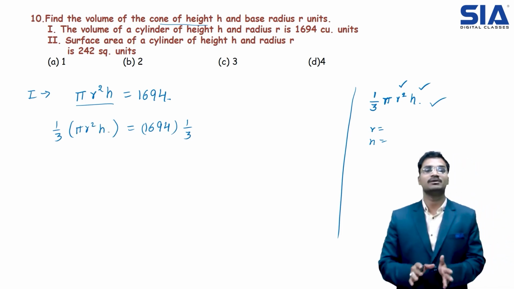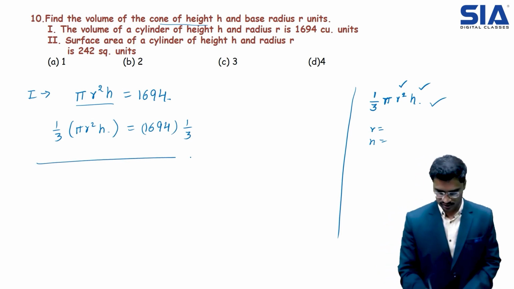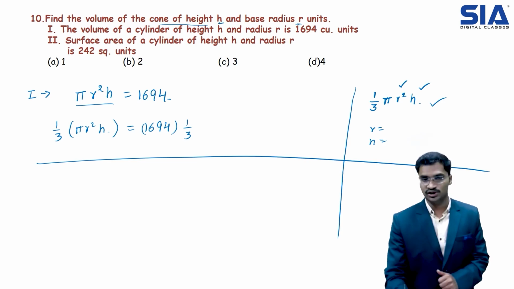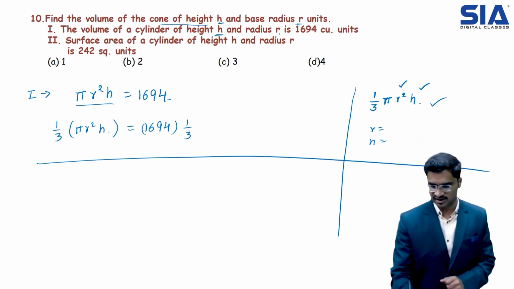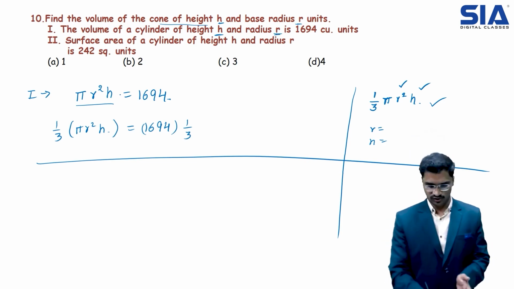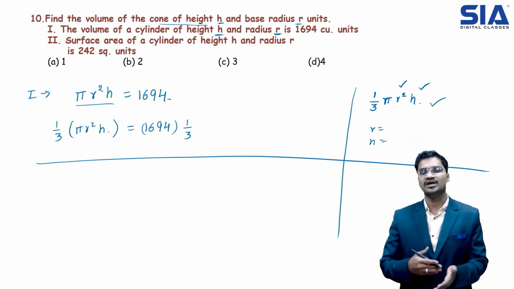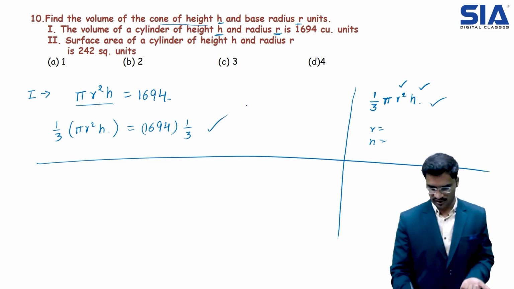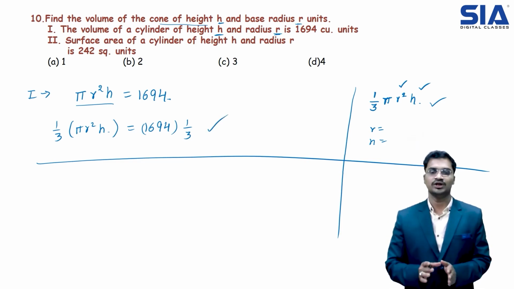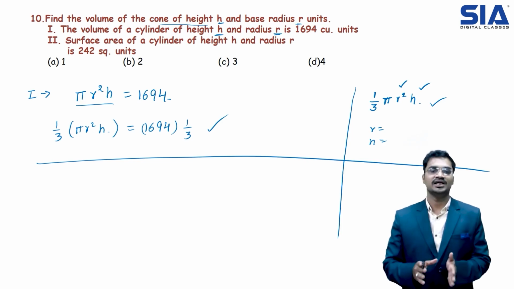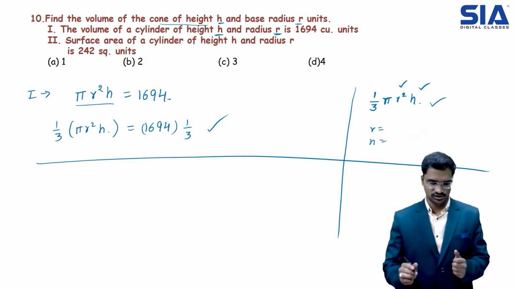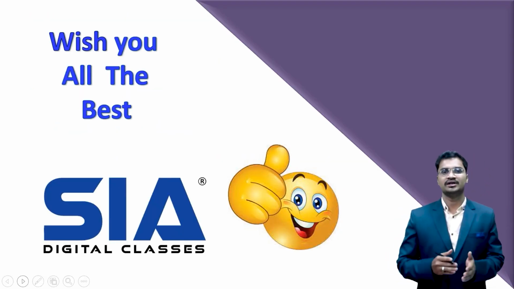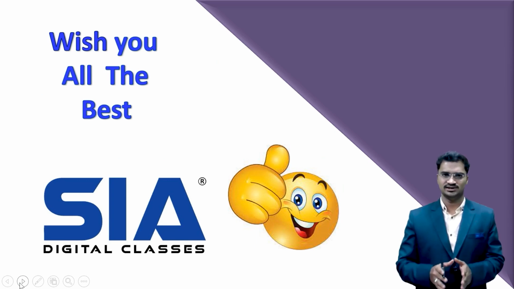So by using statement 1 alone, I can answer this question, because if you see closely, the height of the cone is h and the radius of the cone is r. In the same way, the height of the cylinder is h and the radius of the cylinder is also r. The volume of the cylinder is given here, and we have to find the volume of the cone. Volume of a cone is nothing but 1/3 times the volume of the cylinder. So we have done that and we are getting the answer. Our answer is statement 1 alone is sufficient to answer this question. So our answer is Option A.